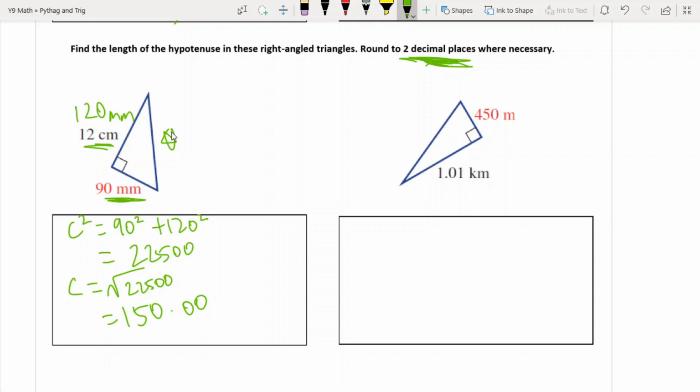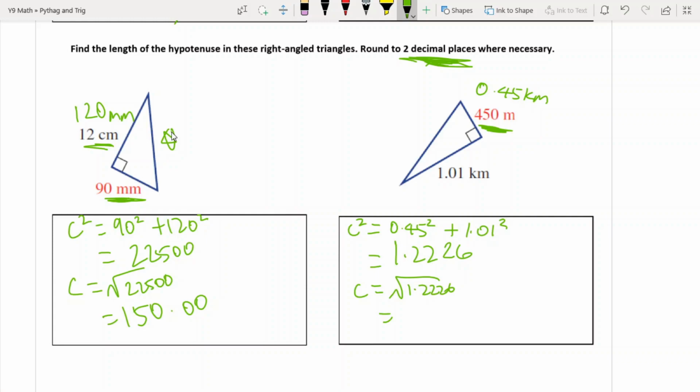All right, for this question, I'm going to convert the meters into kilometers. So there is 1,000 meters in a kilometer, so we'd be dividing that value by 1,000. So that will give us 0.45 kilometers. So let's substitute those values into the formula. That gives us 0.45 squared plus 1.01 squared. That gives us a value of 1.2226.